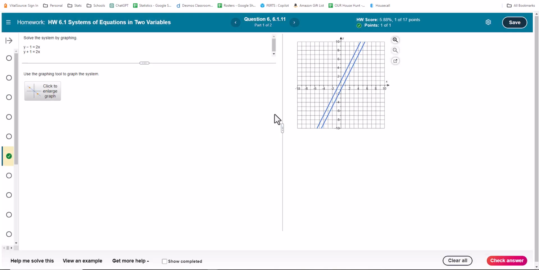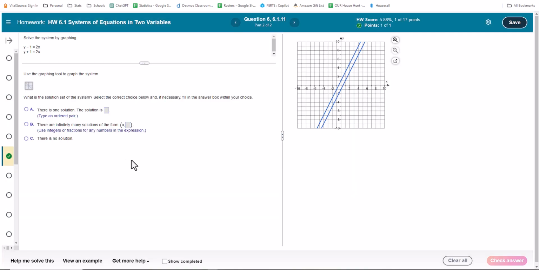And you can clearly see that these are parallel lines. And what happens when you get parallel lines? There's no solution because these lines will never meet.